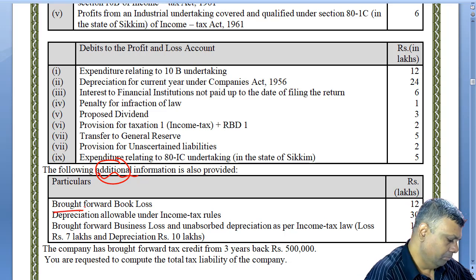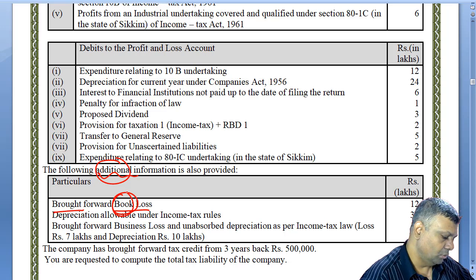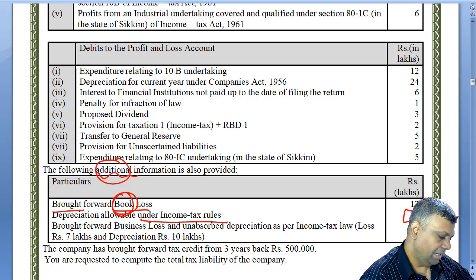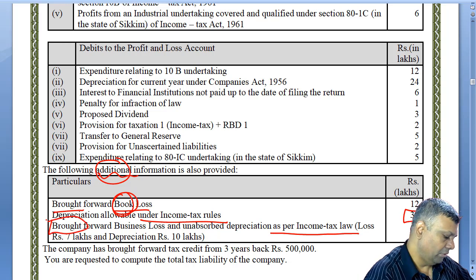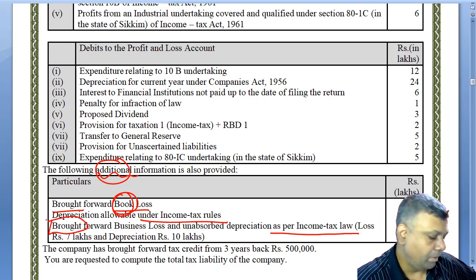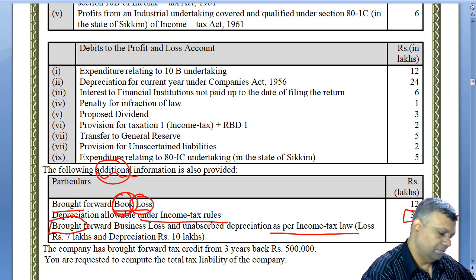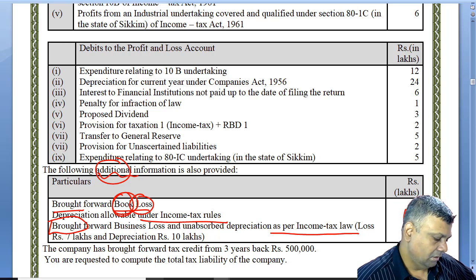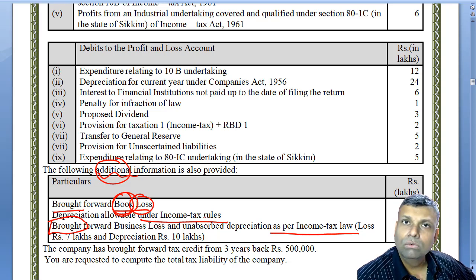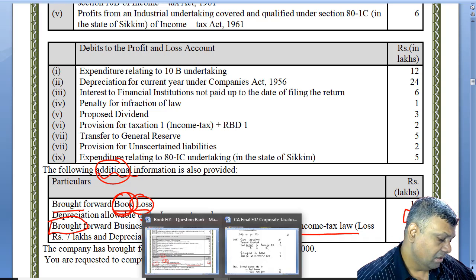Now you have been given a brought forward book loss. It is as per the books. Depreciation as per income tax rule. So this is as per income tax. And brought forward business loss, unabsorbed depreciation as per income tax law. So this is a brought forward figure. So you have been given a brought forward figure as per income tax, separate number, and brought forward book loss. So as per the books, you are given only the losses. You are not given the breakup of depreciation or book loss. You are not given that breakup.